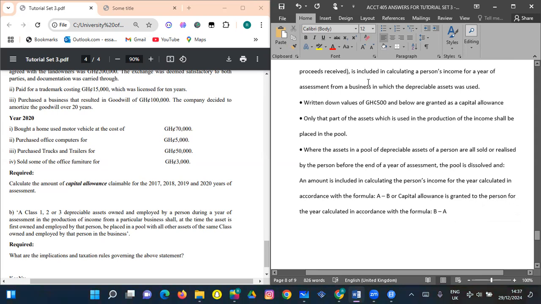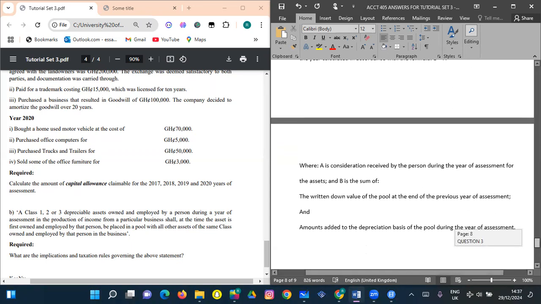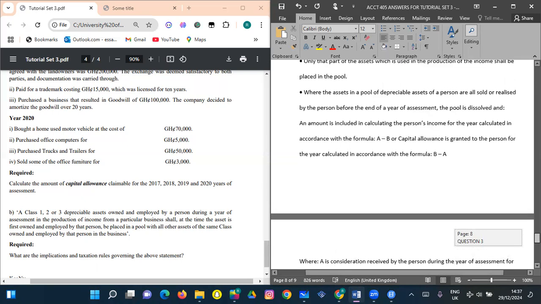We found this where they exchanged the vehicle for land and then everything was zero, right? So an amount is included in calculating the person's income for the year. Income for the year is calculated in accordance with the formula A minus B, or capital allowance is granted to the person for the year calculated in accordance with the formula B minus A. So when you make a profit, which is the A minus B, your balancing charge is calculated or added to your profit. Whilst when you make a loss, you are being given what?